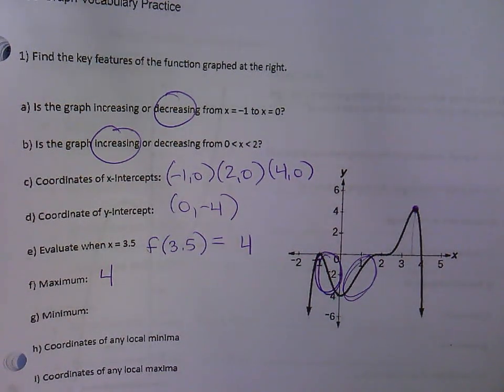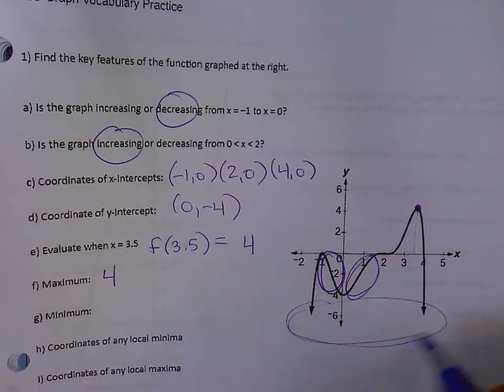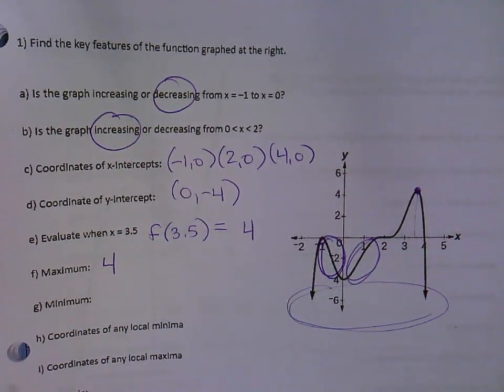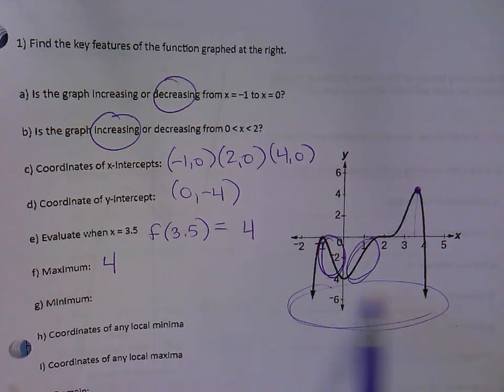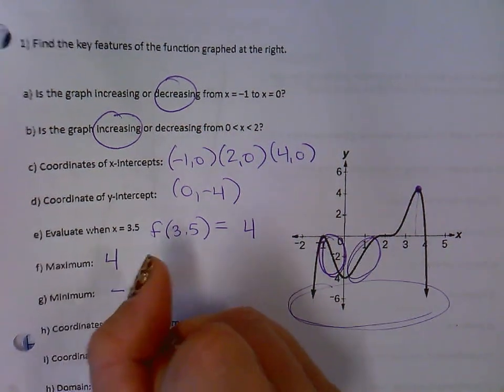What is the minimum y value? What does this tell you right here? The minimum value, overall minimum, is at -infinity, it looks like. Does it go down forever and ever?